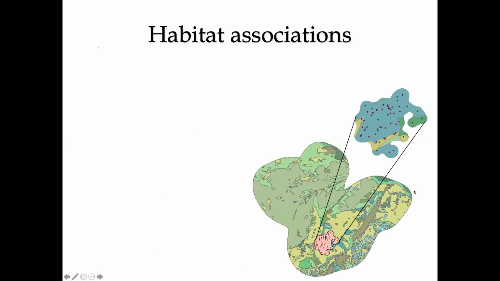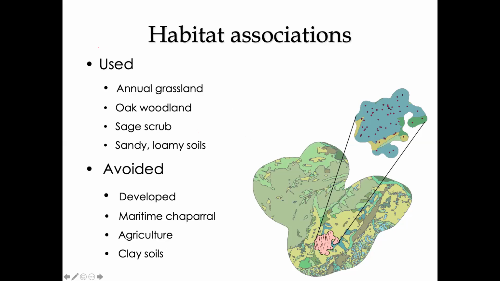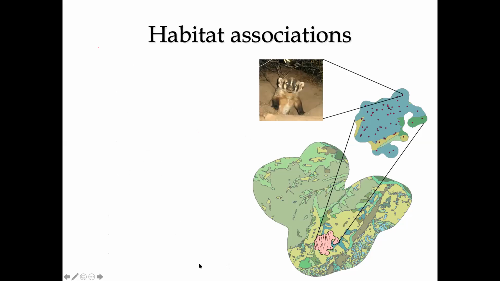So I also looked at their habitat associations, and I looked at them two ways. One was, where did they put their home range within the larger area? They typically sited their home ranges in areas of annual grassland. That was not too surprising, but they also had home ranges in oak woodland and the coastal sage scrub, and they preferred sandy and loamy soils. They tended to avoid the developed areas and the maritime chaparral, which was kind of manzanita dominated, lots of chamise. And then they did not put their home ranges anywhere near the agriculture and tended to avoid the clay soils.